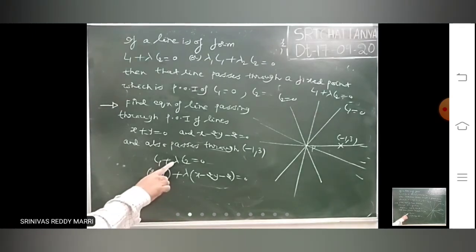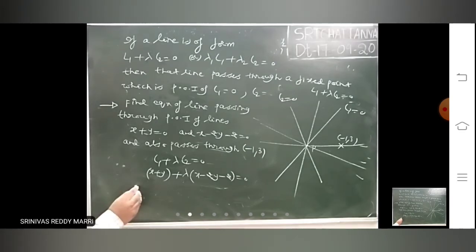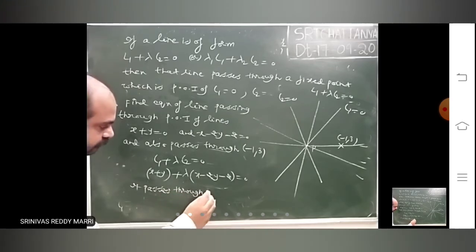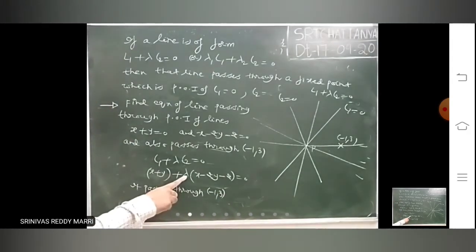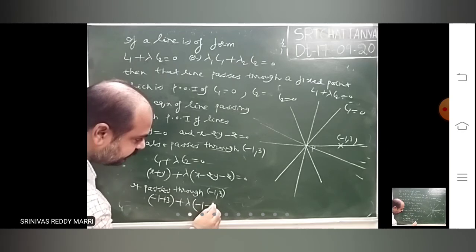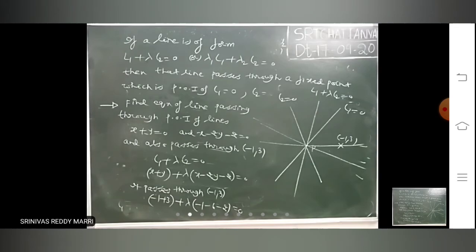That means this is the required line, and it passes through minus 1, 3. If it also passes through minus 1, 3, then get the lambda. There will be a unique line. Substituting minus 1, 3: minus 1 plus 3 plus lambda into minus 1 minus 6 minus 2. For every one line there will be one lambda.